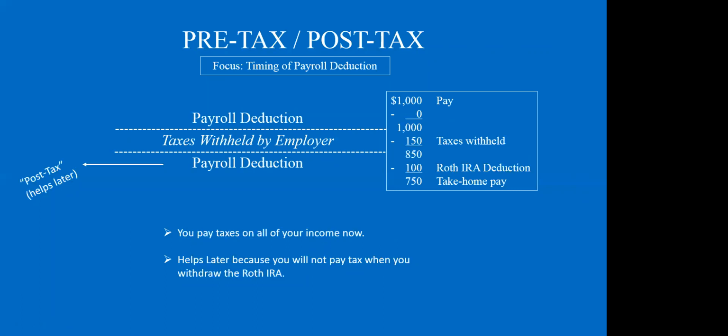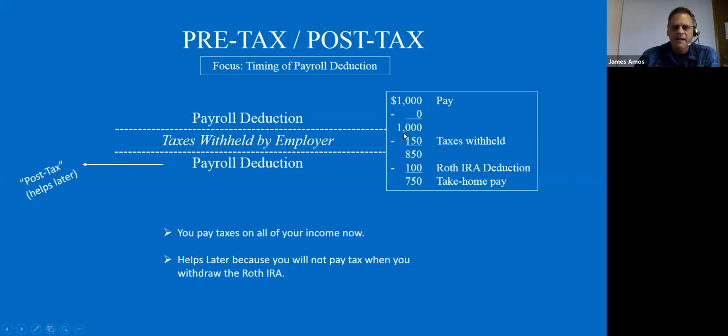Now going back to this example, you've got a full $1,000 you're getting taxed on, so you're paying more tax. So you can see you're getting taxed on everything now. So 1,000 minus 150 leaves you with 850. Now let's say rather than the 401k that we did in the previous example, you're doing a Roth IRA deduction of $100.